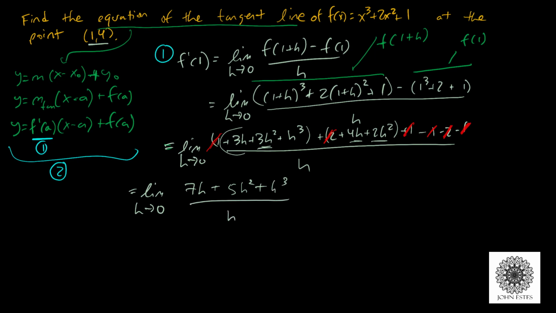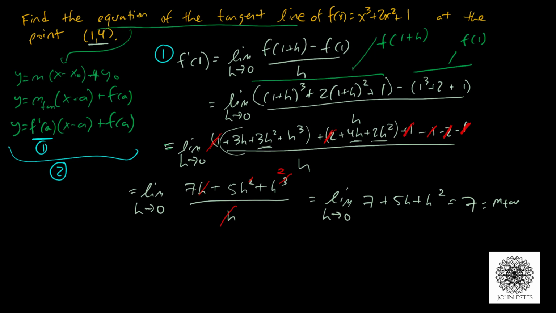And now notice there's an h in every term. So I can cancel out my h's, and I'm left with the limit as h approaches 0 of the remaining polynomial, which now when I plug in 0, I get 7. And so there's my derivative at 1. So remember, don't forget, this is your m tan. This is the derivative at 1. That is the slope of your tangent line.